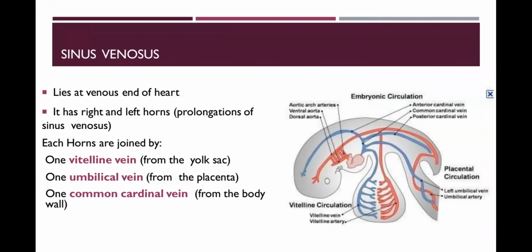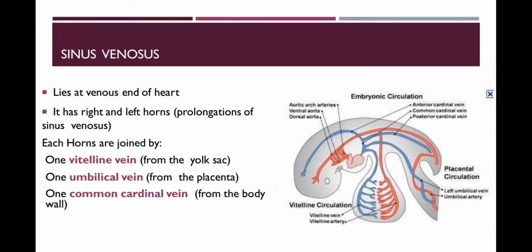Sinus venosus lies at the venous end of the heart. It has right and left horns, prolongations of the sinus venosus. Each horn is joined by one vitelline vein from the yolk sac, the umbilical vein from the placenta, and the common cardinal vein from the body of the womb.